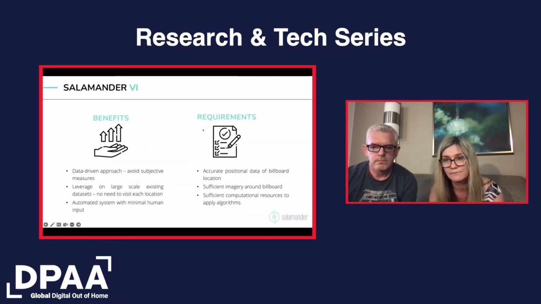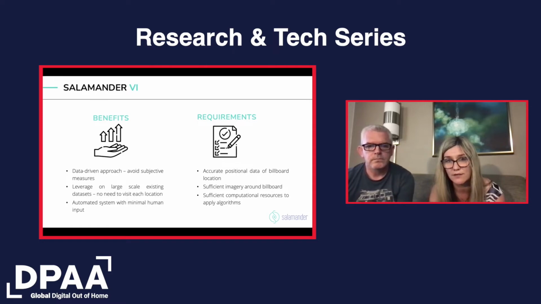Next slide, please. So in summary, then, our Salamander system is a data-driven approach. So it avoids subjective measures. It utilizes large-scale existing data sets, so there's no need to visit every location to obtain the data. And it's an automated system with minimal human input. The system has requirements, though, to run accurately. It requires accurate positional data of billboard locations, and it requires sufficient imagery around each billboard. We also need the necessary computational resources to apply the algorithms.